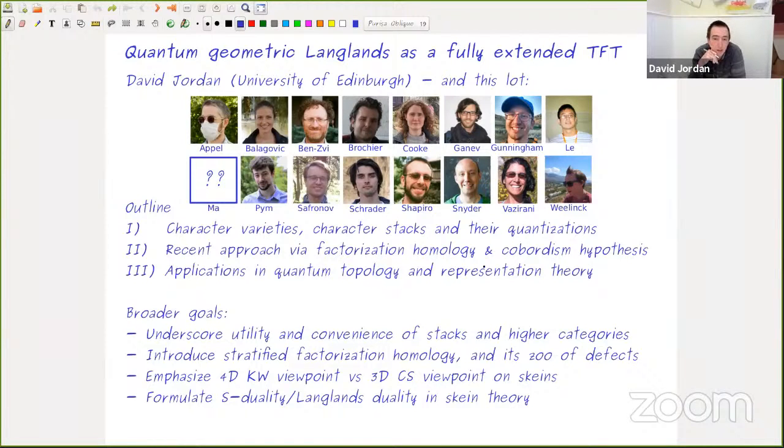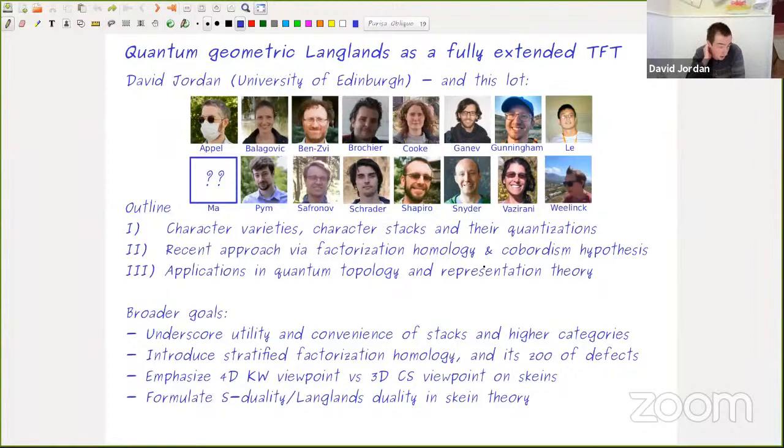So I'll start with some introduction reminders about character varieties, character stacks, and their quantizations. And the focus of the talk will be some recent approaches using factorization homology and cobordism hypothesis. And then at the end of the talk, I want to finish with some applications of these ideas to quantum topology and representation theory.